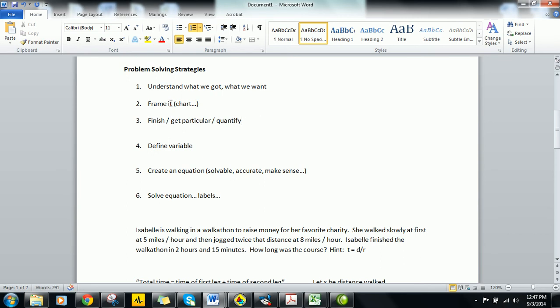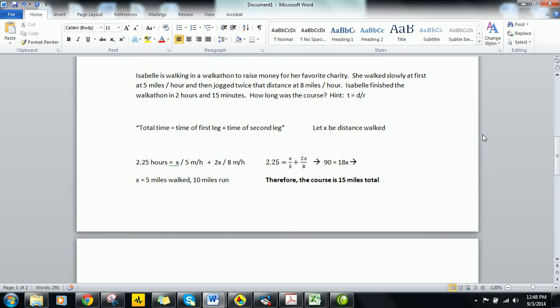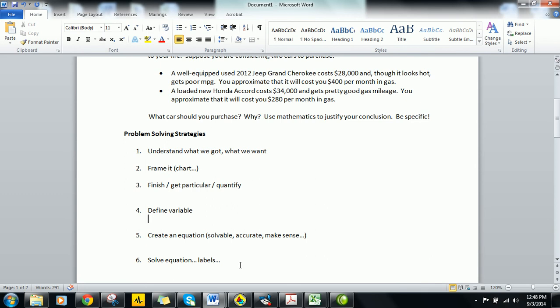Then we want to take that general framing and get particular, quantify things, name things. Of course, it's easiest to do that after we've defined a variable, so that might go first. And then once we have the particulars and the variables, we want to use those to make an equation that makes sense, that's solvable. And of course, then we solve that equation and label. So here's my solution to this word problem. And you guys can do it.